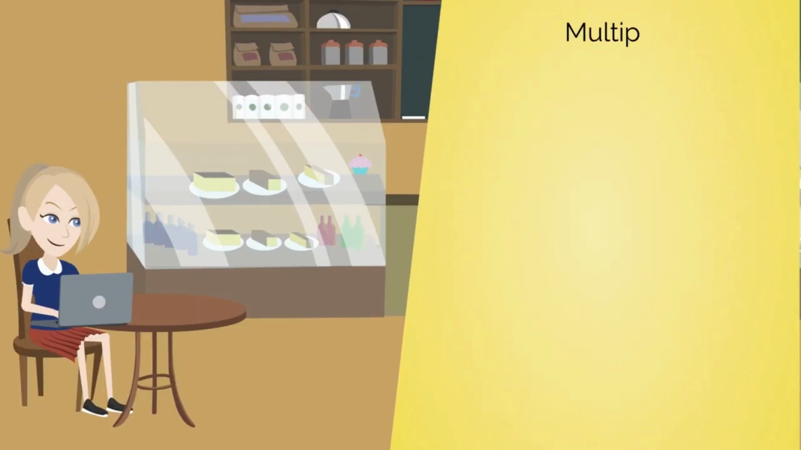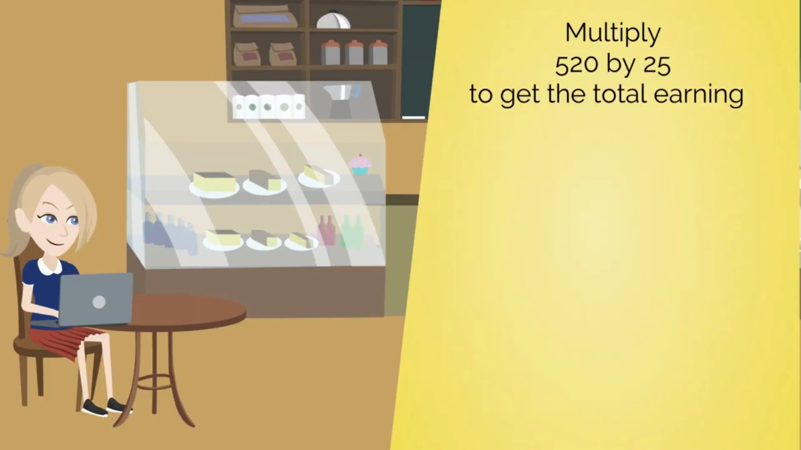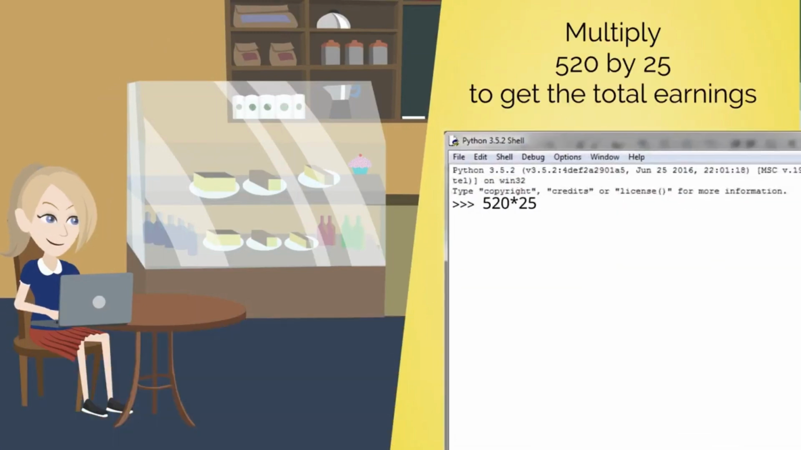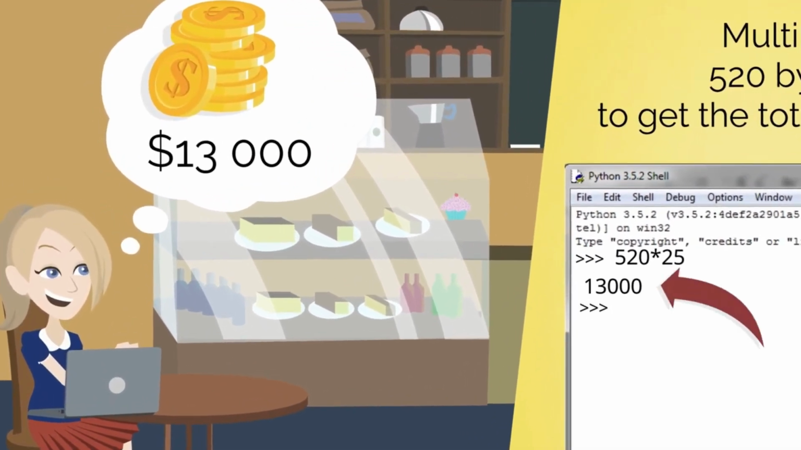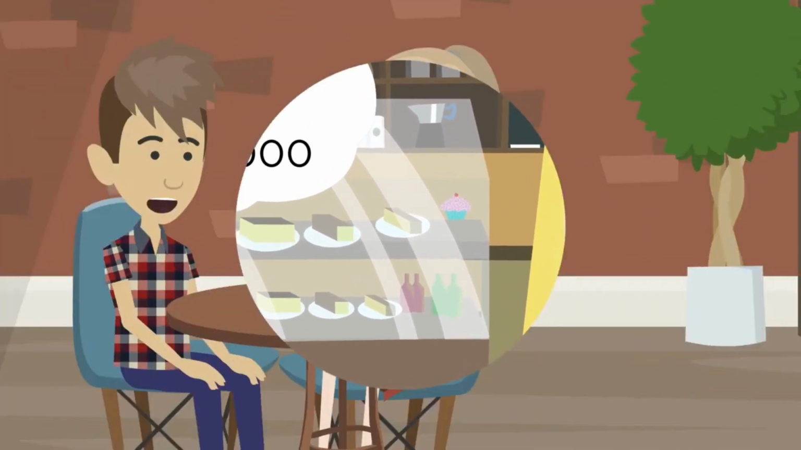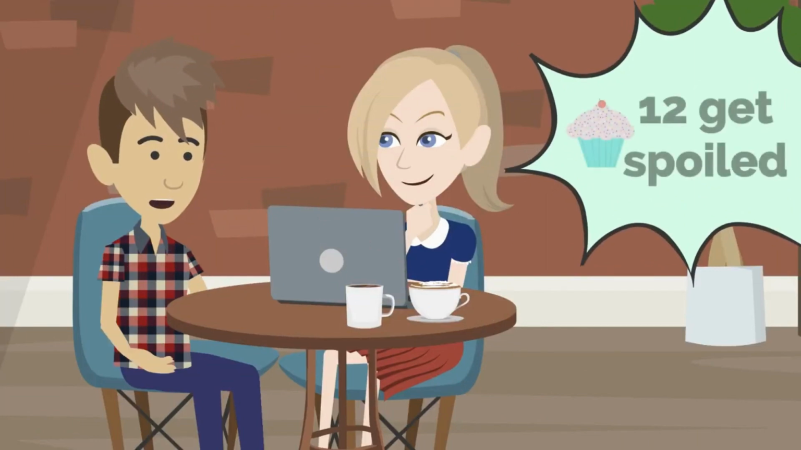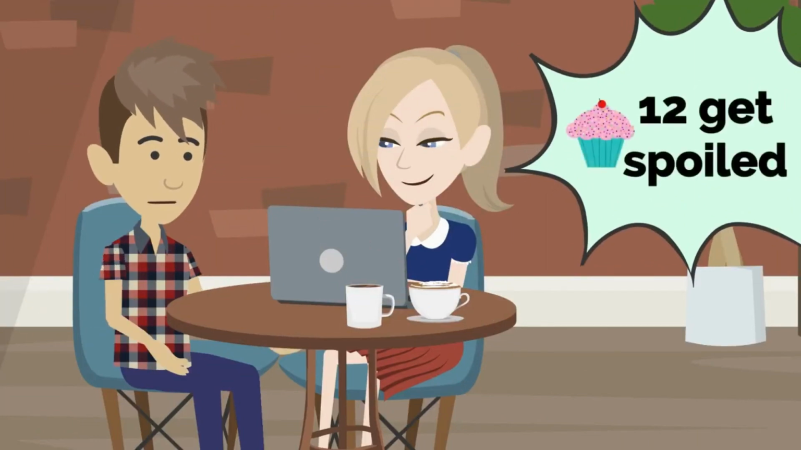Okay, then that means I have to multiply 520 by 25 to get the total earnings. Then press return key. I would earn a total of $13,000. Great. Now from among the total cupcakes, make 12 of them get spoiled before being sold. How much would you have earned then?